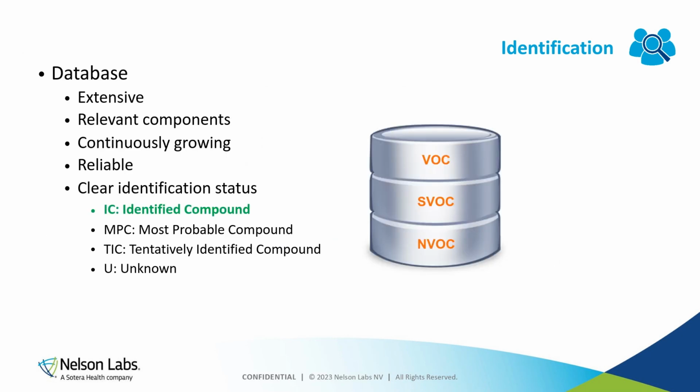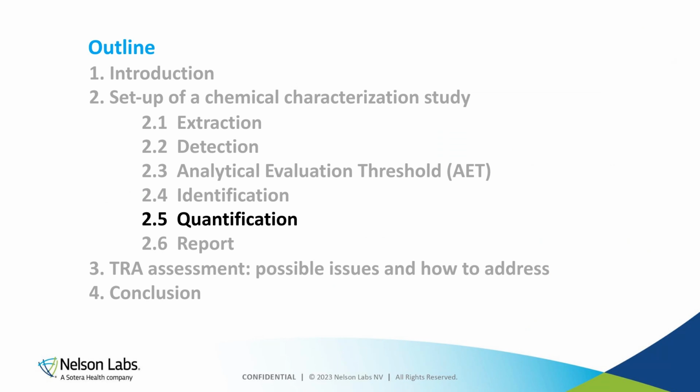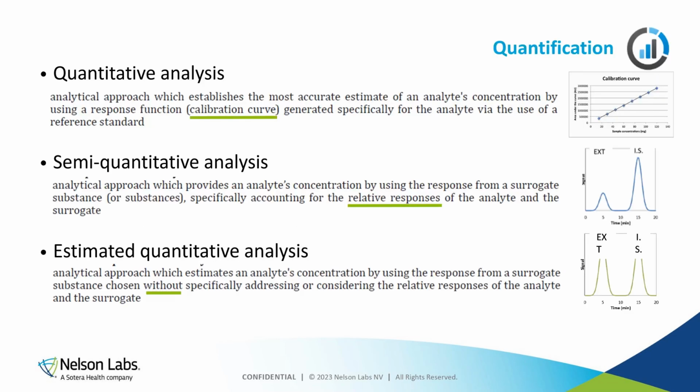commercial libraries. And here you can see the latest update on the number of compounds that we have in our database, our library. So you can see here, we have more than 2,000 compounds for headspace GCMS, more than 10,000 for GCMS, and more than 3,000 for LCMS. Now, of course, you can imagine that this is a very powerful tool in extractable or leachable studies. And then the last step is, of course, the quantification of your detected and identified compounds.